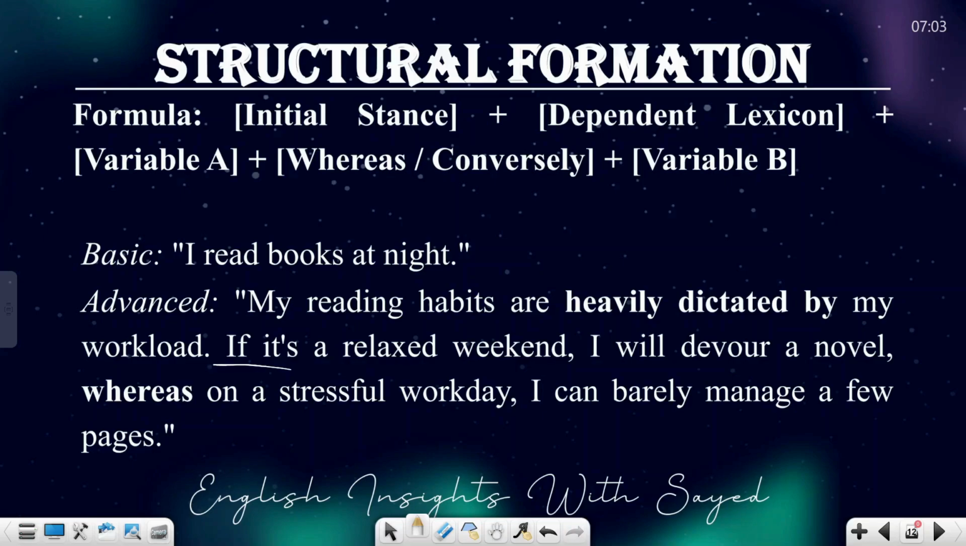So how could you present that? That would be exact, and a very high standard. See, my reading habits are heavily dictated by my workload. If it's a relaxed weekend, I will devour a novel, whereas on a stressful workday, I can barely manage a few pages. So this is how we could make it.